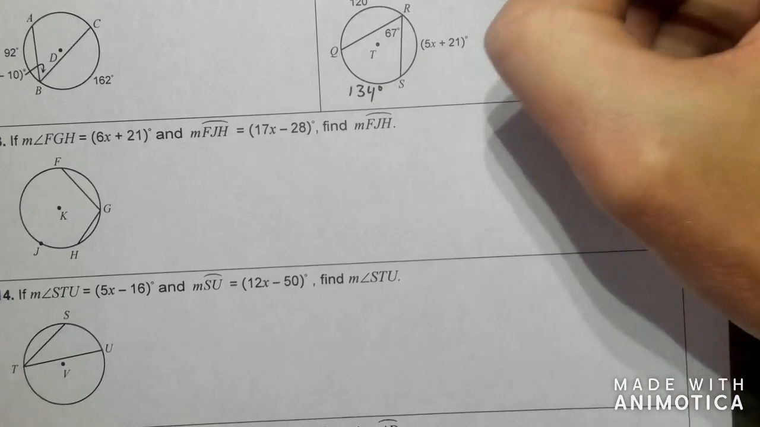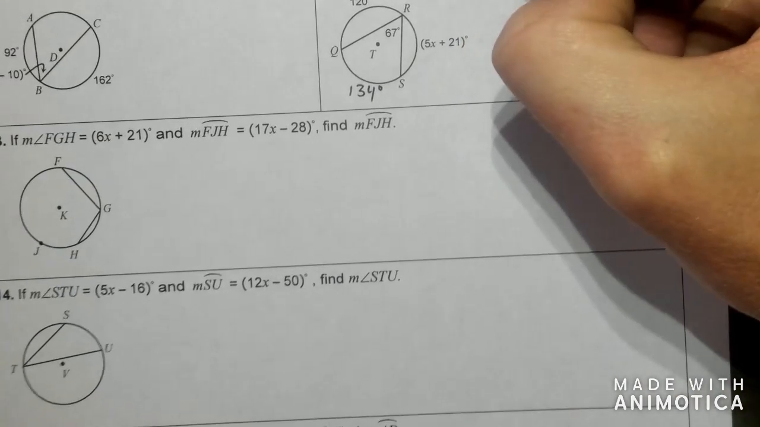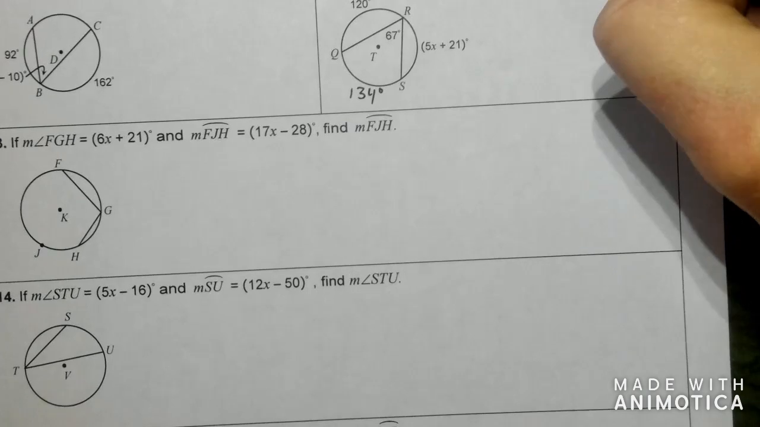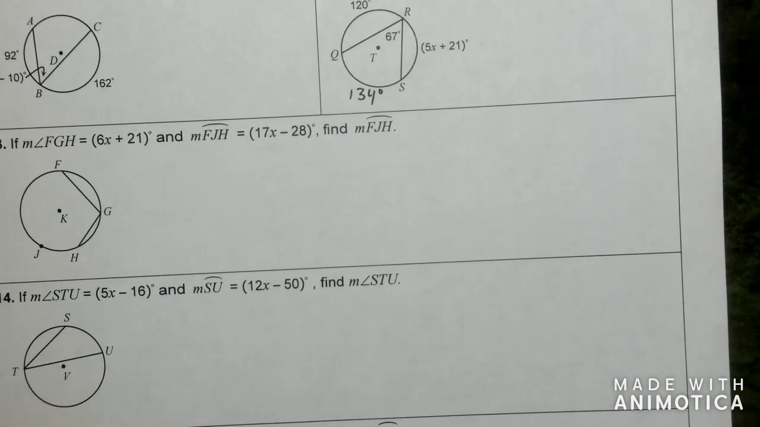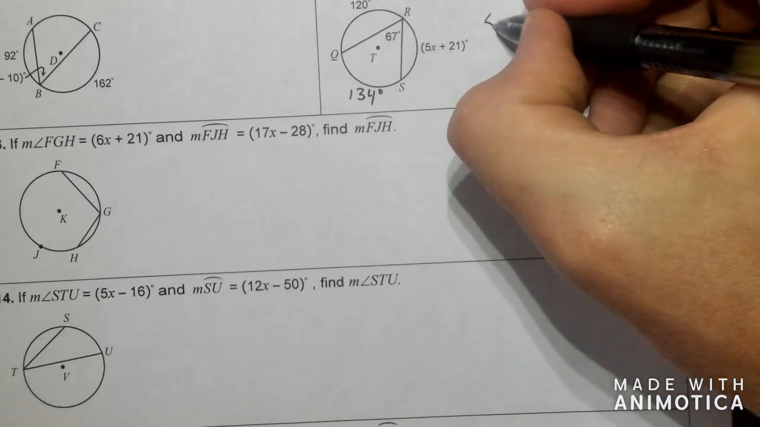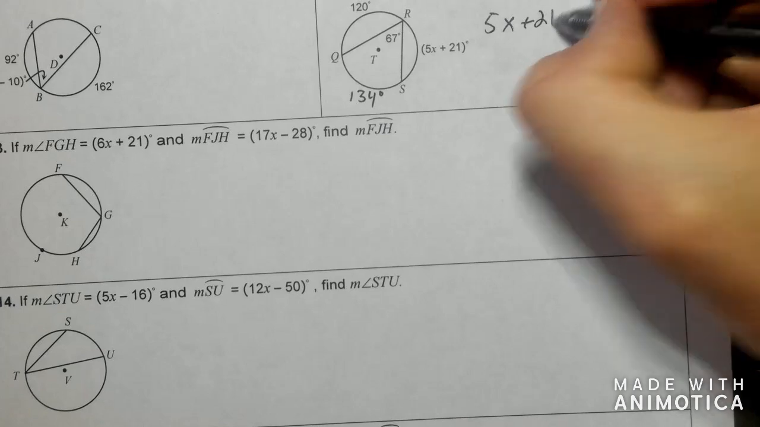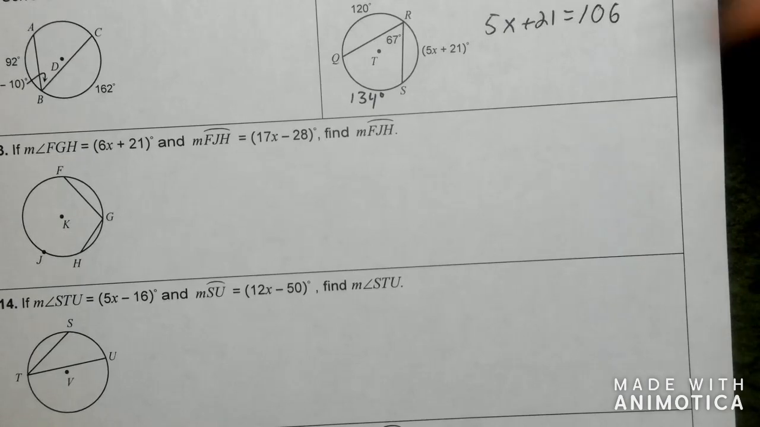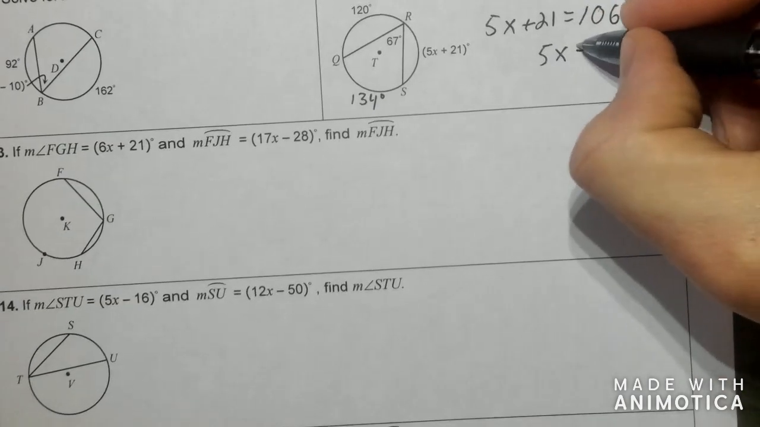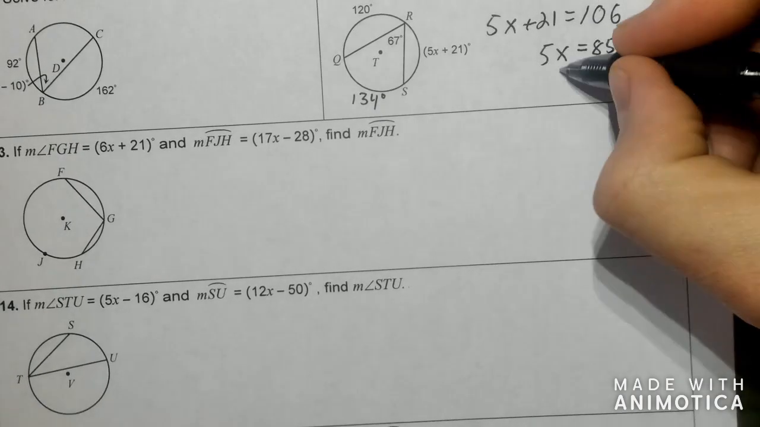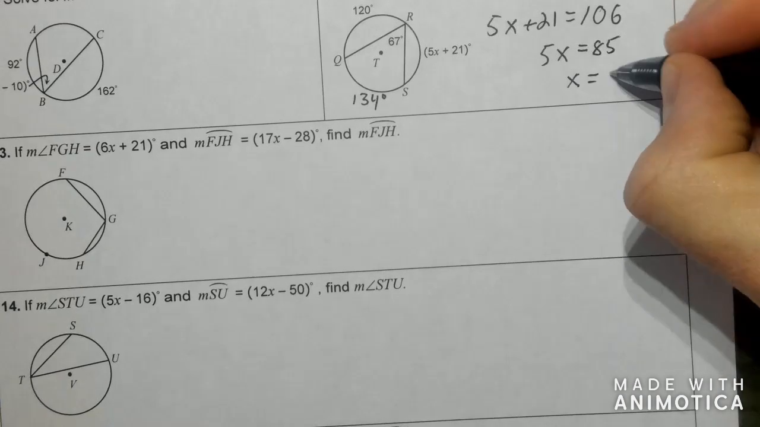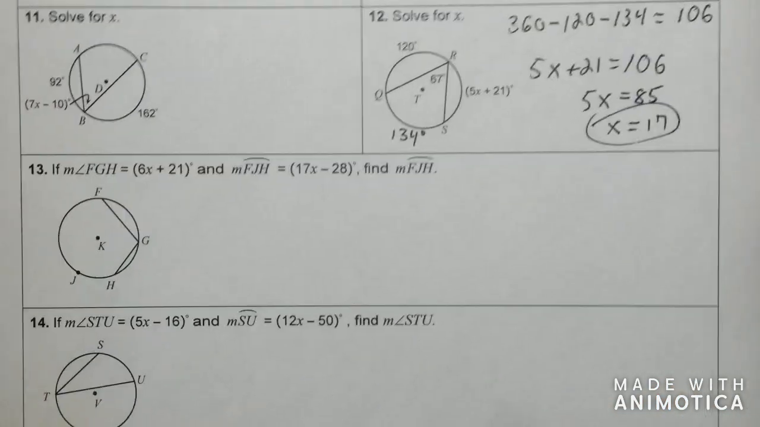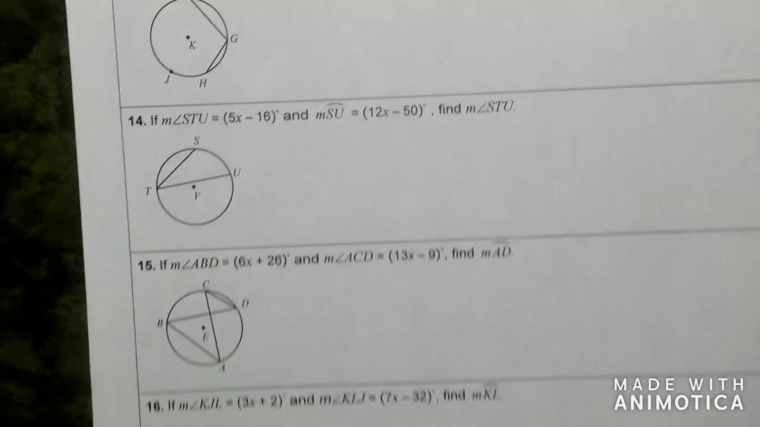Now the whole thing is 360. If I subtract 120 and then I subtract 134, I'm left with 106. So that means this 5x plus 21, we know by subtracting from 360, is actually equal to 106. So then if I solve, subtract 21 from both sides, I get 5x equals 85. Then divide both sides by 5, and x is 17. X is 17.